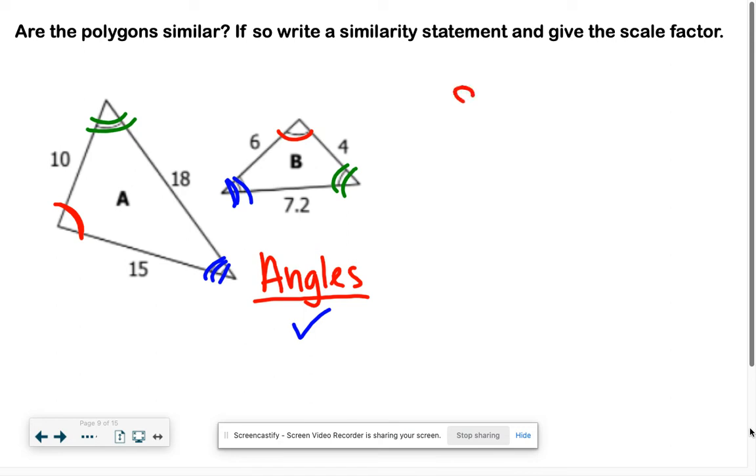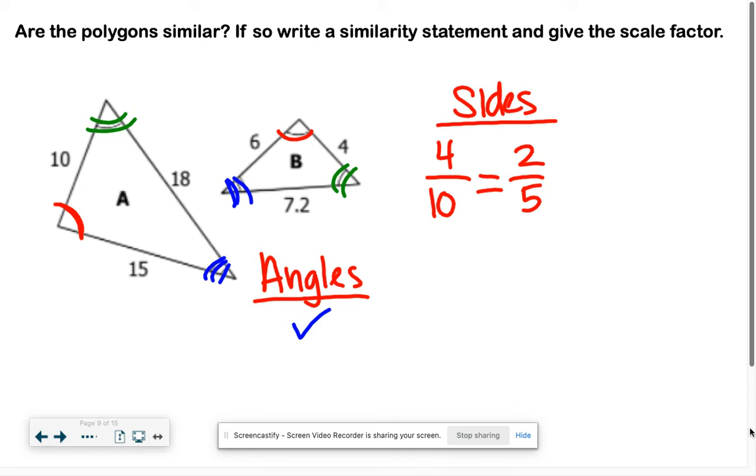Now let's do our sides. So they all have to reduce to the same thing. So the easiest way to do this, let's pick our smallest side here. 4. Okay, now what does 4 match over here? 10. Perfect. Now 4 over 10 reduces to what? 2 over 5. Yep. Perfect.